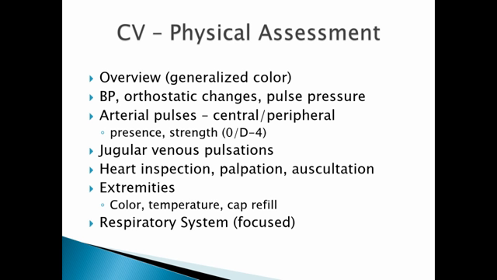Peripheral, we're thinking brachial, radial, popliteal, posterior tibial, dorsalis pedis. So are they there? What is their strength? Keep in mind the actual scale. In clinical, or when you're practicing assessment at home, when you're evaluating peripheral pulses, you should be grading them on that 0 to 4 scale.